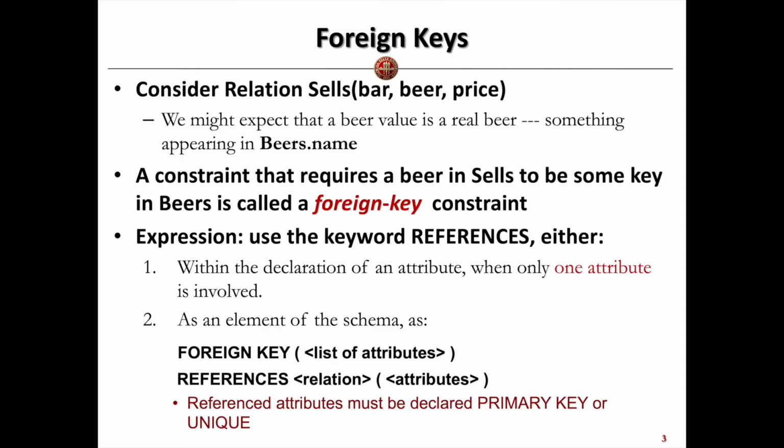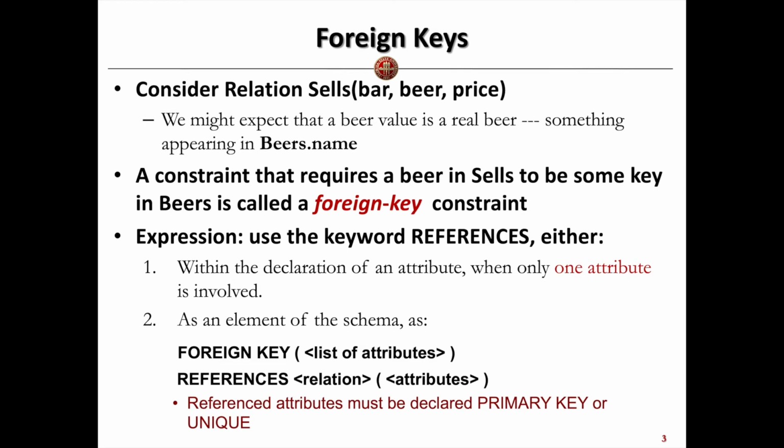We have been talking about foreign keys many times before, right? And here we also would like to provide more information on foreign keys if we plan to use them in SQL. Formally, when we design the relations, we may need to refer to attributes from some other relations, right?